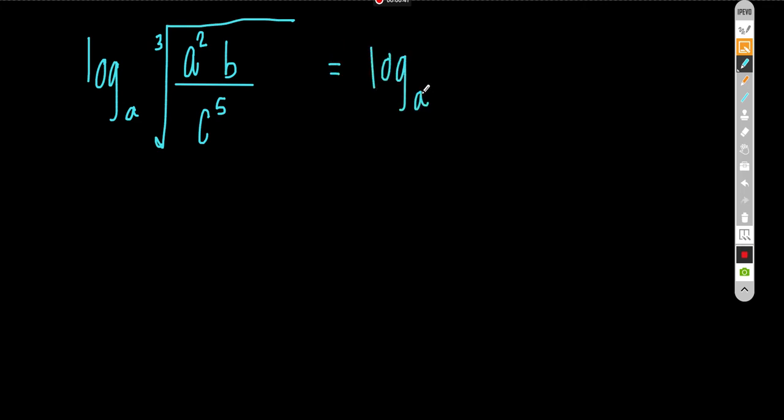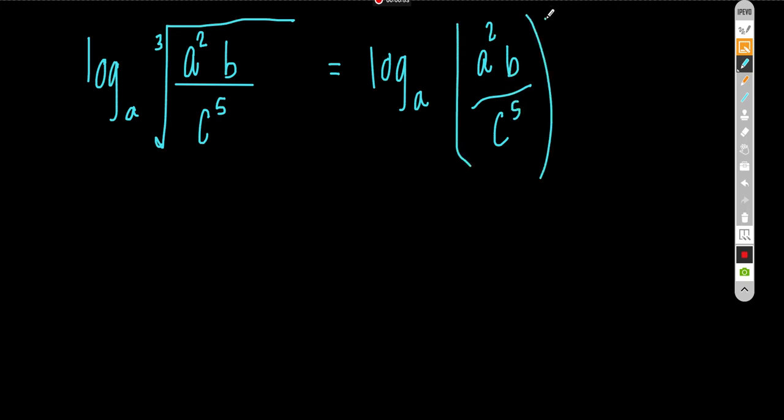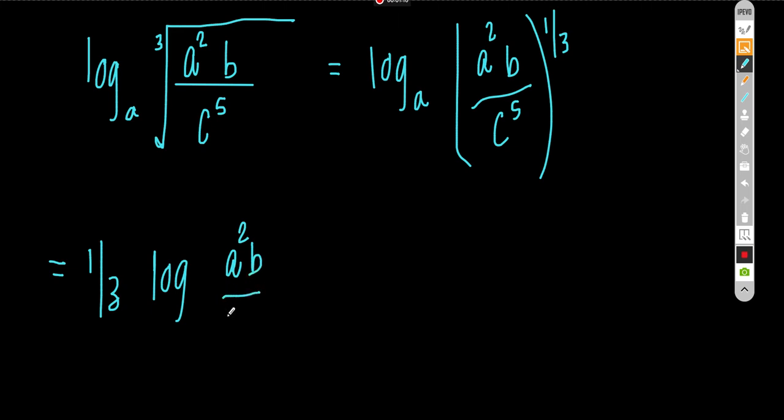I want you to realize that the cubed root is the same thing as the 1/3 power. So if we think of that as a 1/3 power, I can apply the power rule from the very start and say 1/3 in the very front, the logarithm of a squared b divided by c to the fifth base a.